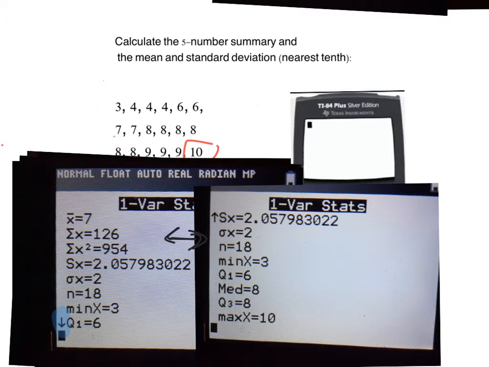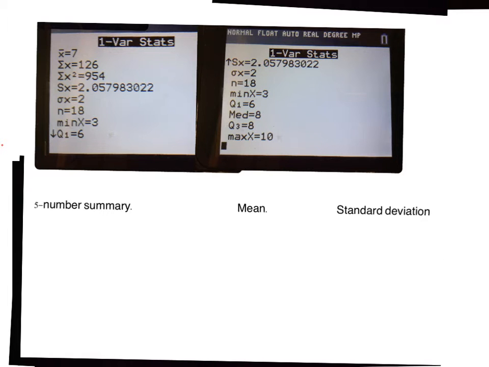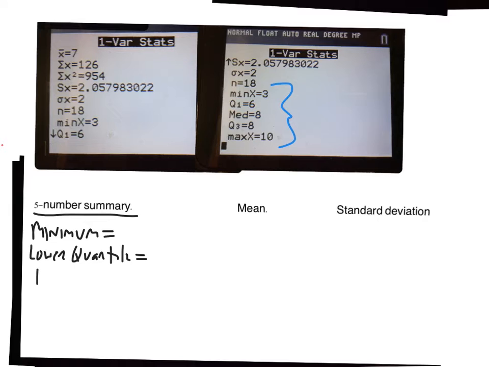Now what we want to do is calculate the 5-number summary and the mean and standard deviation of the data. The 5-number summary is the last 5 pieces of information that the calculator gives you when you run the one variable stat test. It consists of the minimum value, or the smallest value that's given, the lower quartile, or the first quartile Q1, the median, the upper quartile, or the third quartile of the data, and the maximum value.